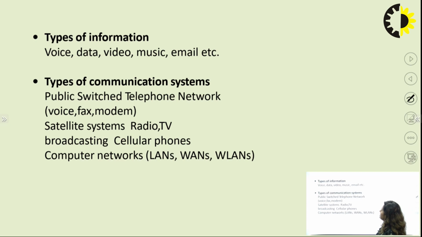We can use different types of communication systems like the public switched telephone network, voice, fax, modem, satellite systems, radio, TV, broadcasting, cellular phones, computer networks, LAN, WAN or WLANs. These types of communication systems we can use in this communication process.